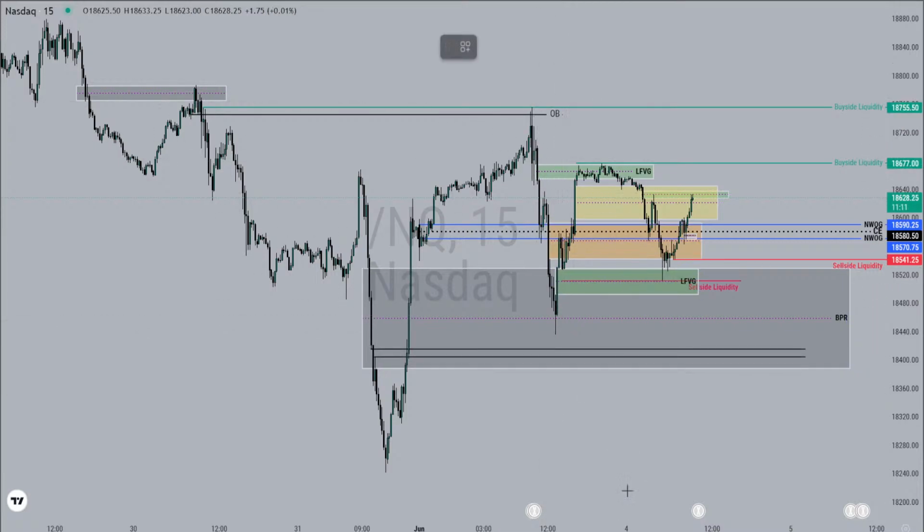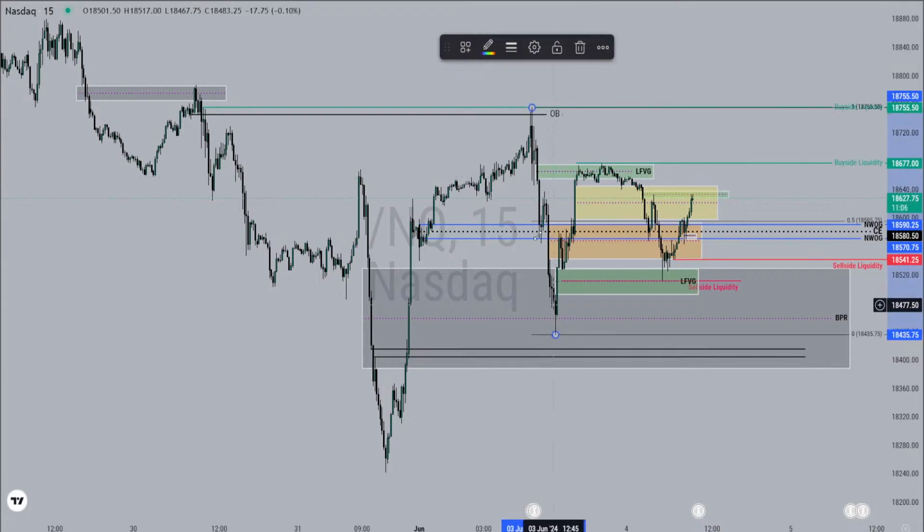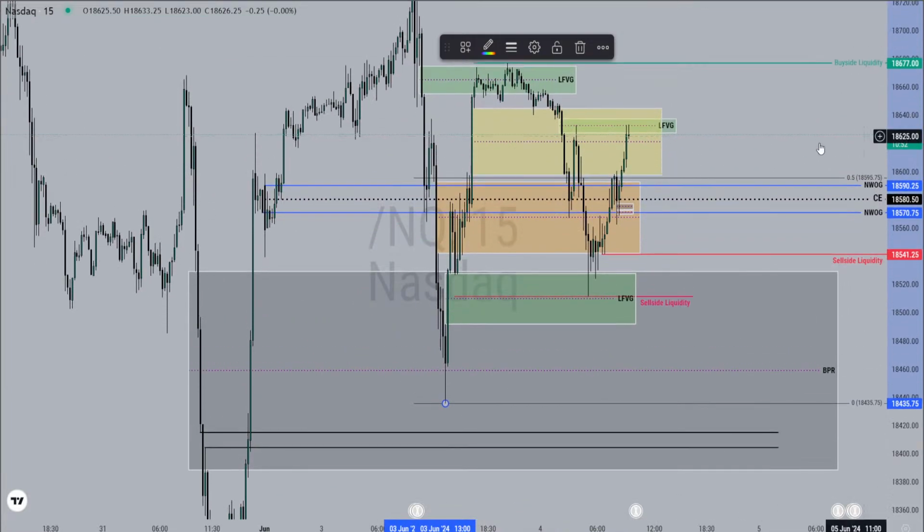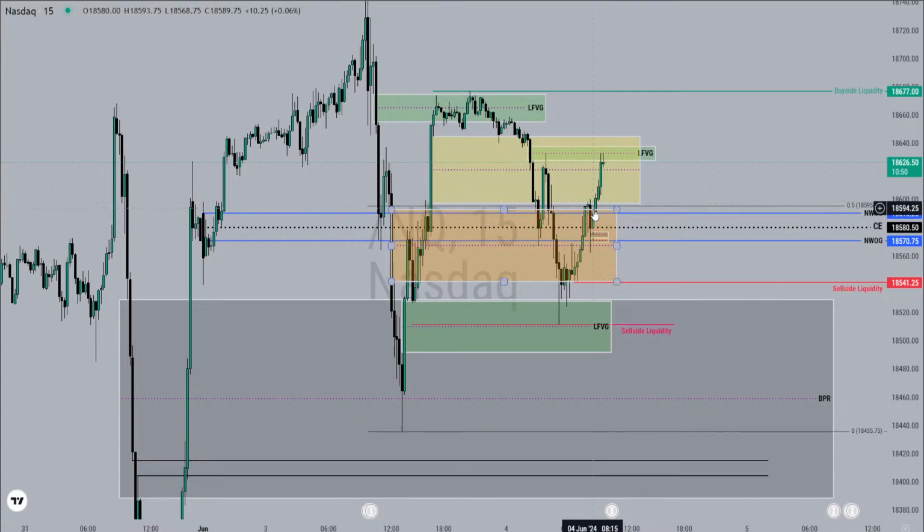Now a lot of people are interested in discount and premium, right? This is the high, this is the low, this is the 50% here, just around the new week opening gap high. So where is price right now? Is it in discount or in premium? In my opinion, the market is in premium now, so the market should go for the discount again.